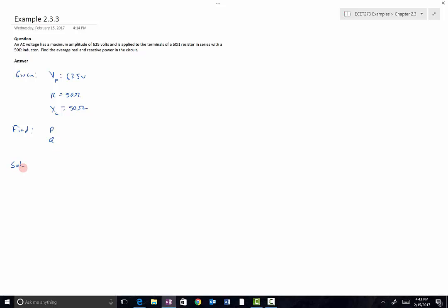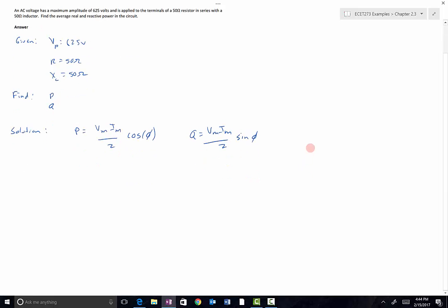So the solution starts by knowing that the formula for P is equal to Vmax Imax over 2 cosine of phi, and that Q is equal to Vmax Imax over 2 sine of phi. A lot of times these are rewritten as V RMS I RMS cosine of phi and V RMS I RMS sine of phi.